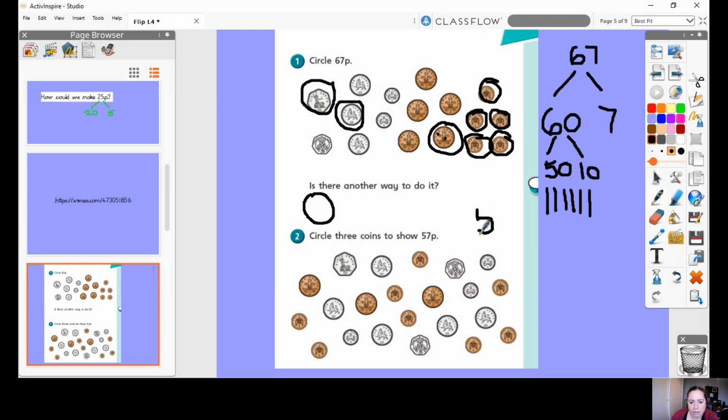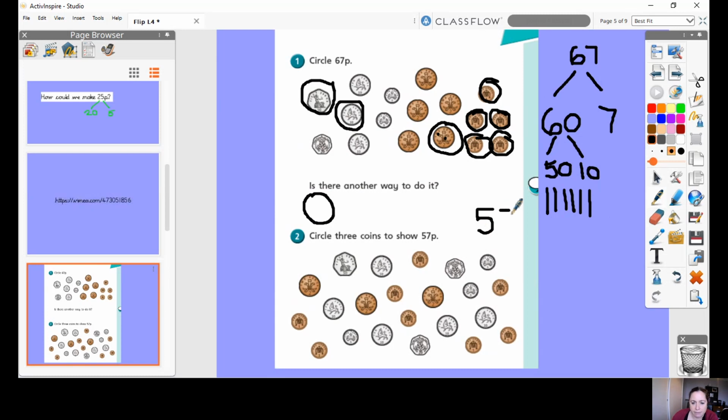This time we're going to have a look at, oh, there is another way to do it. I'd like you to have a go at that part, please. Have another go at doing it. You might want to partition these 50p's into 10p's, and you could have 6 10p's perhaps, and then think about a different way of making 7. Perhaps you could have a 5p coin and have something that goes with that 5p.